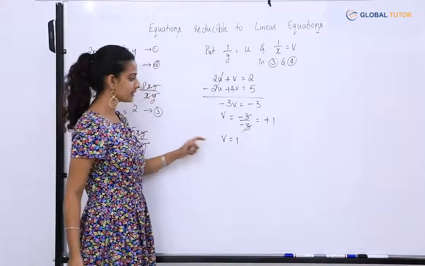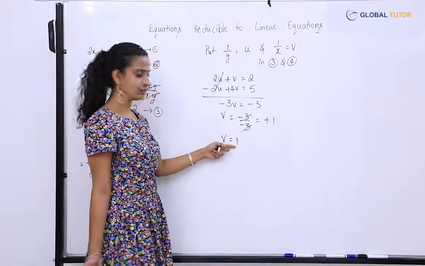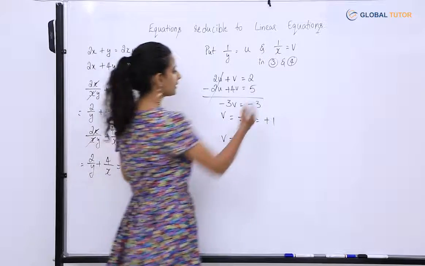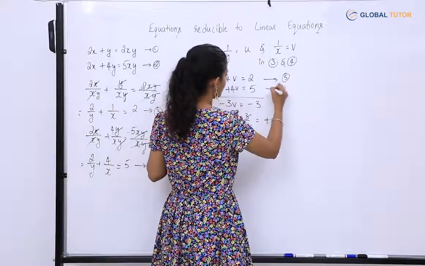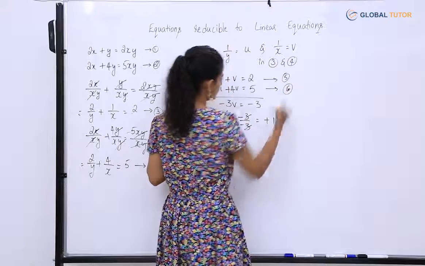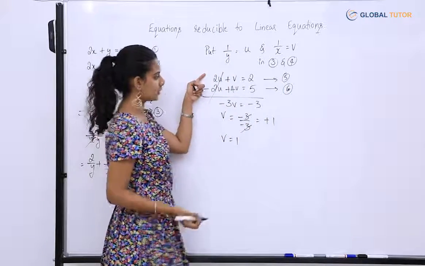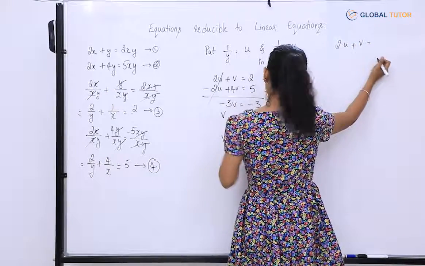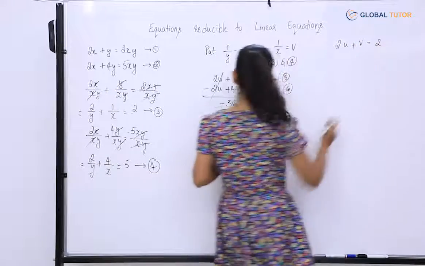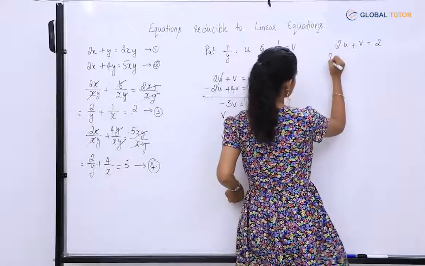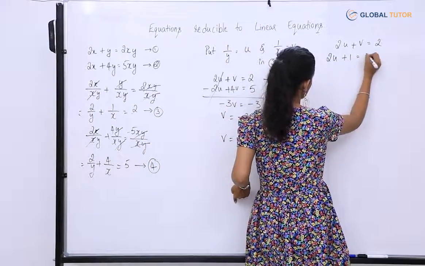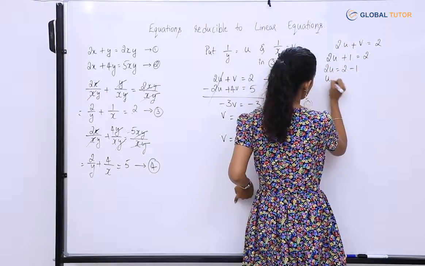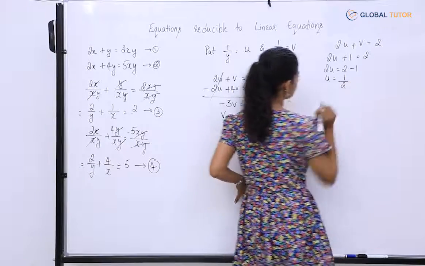Now we are going to replace this. We have the value of v, so we can replace this value either in this equation or in this equation. So this is the 5th equation and this is the 6th equation. I am going to use the 5th equation. 2u plus v is equal to 2, and we got the v value as 1. So this is 2u plus 1 is equal to 2. 2u is equal to 2 minus 1. u is equal to 1 by 2.